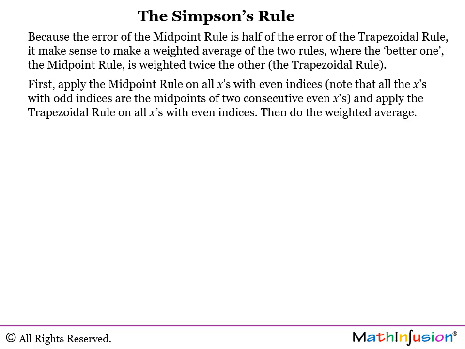First, we are going to apply the midpoint rule on all x's with even indices. Note that the x's with odd indices are the midpoints of two consecutive x's with even indices. And we're going to apply the trapezoidal rule again only on the x's that have even indices. Then we're going to do the weighted average.